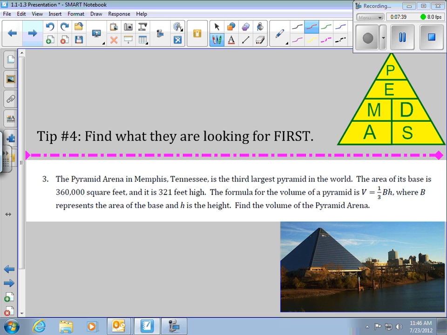Okay, here we got a word problem. Find what you're looking for first. So we'll read through this. The Pyramid Arena in Memphis, Tennessee is the 3rd largest pyramid in the world. The area of its base is 360,000 square feet, and its height is 321 feet high. The formula for the volume of the pyramid is right here. Volume equals 1/3 base, capital B is base, times height. And H is the height. Find the volume of the pyramid arena. So we're going to use this formula.